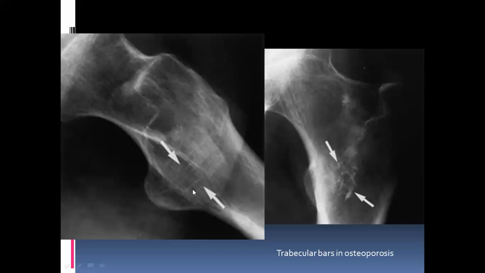Sometimes you can see the trabecular bones, and this indicates osteoporosis. That means that the fine trabeculae disappeared, only the coarse trabeculae are there, and this is called trabecular bars. If you have this coarse trabeculation, think that there is osteoporosis of the surrounding bone, and these are the main trabeculae still there to carry the weight.